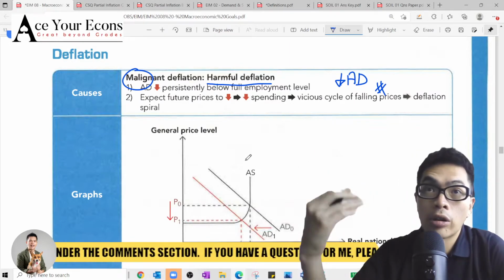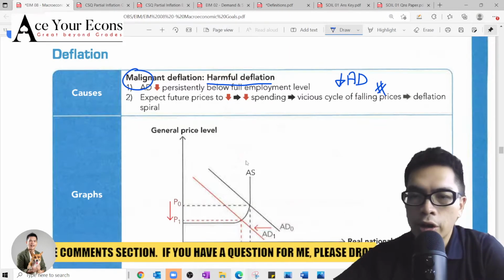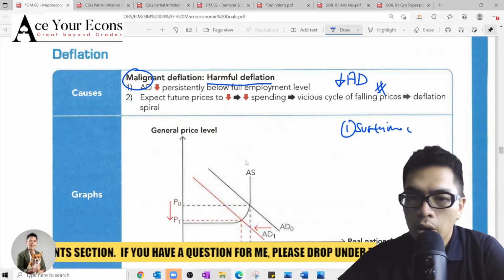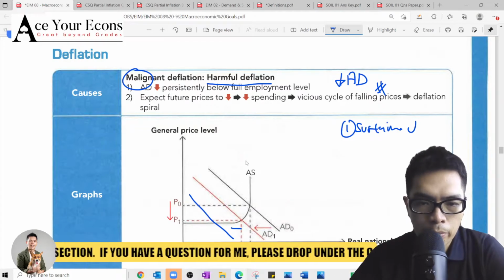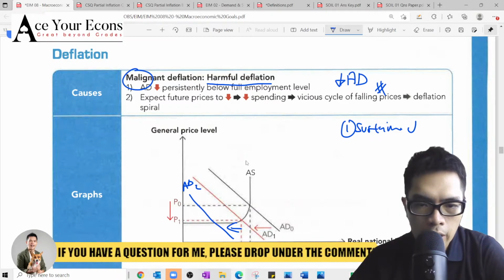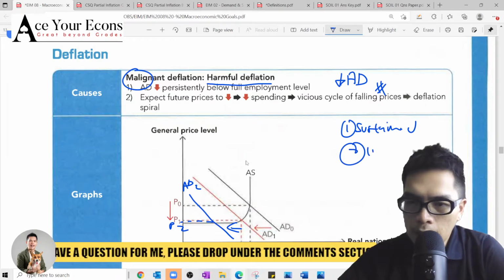Then your general price level will go down. Make sure it satisfies these few conditions as what we have mentioned earlier on. Sustained. So if you want to draw another shift, be my guest. And show another round of AD falling and another round of price level falling, sure. You can keep it at the intermediate region.